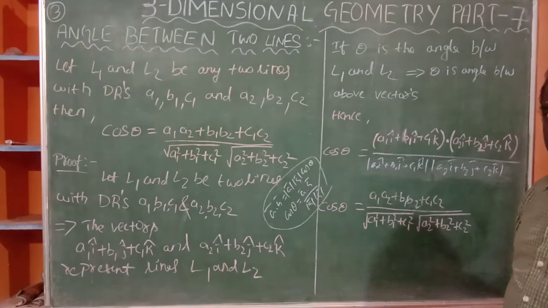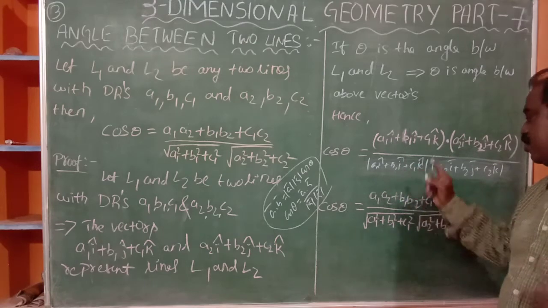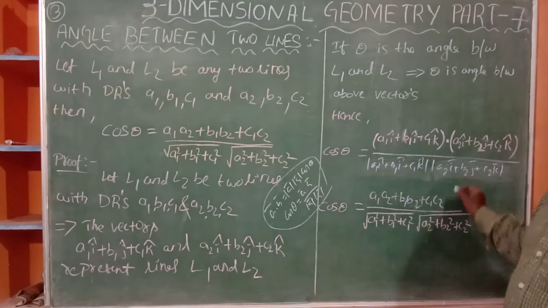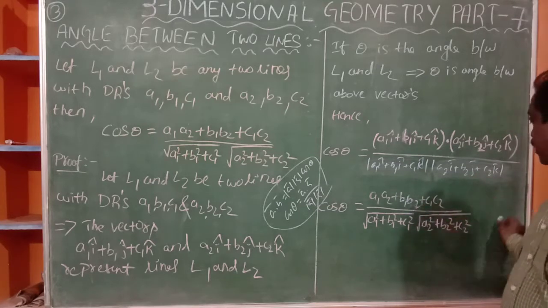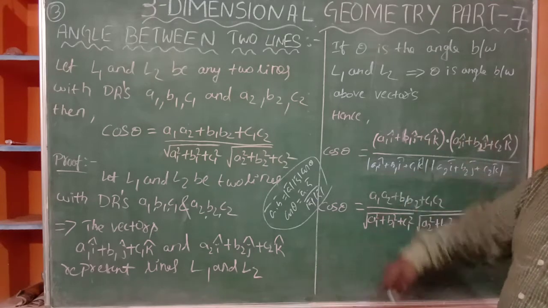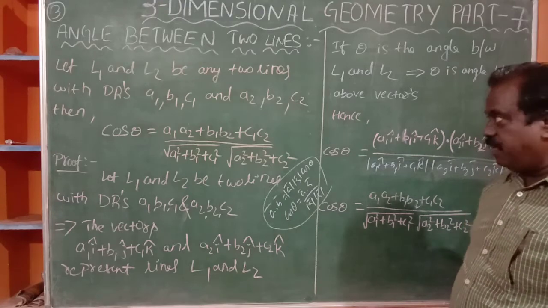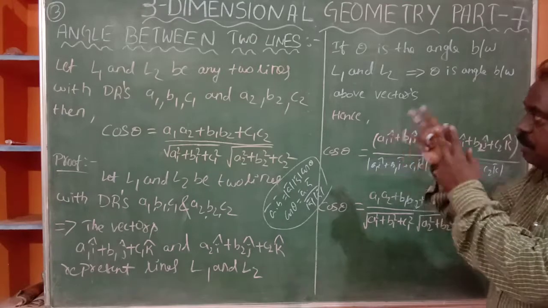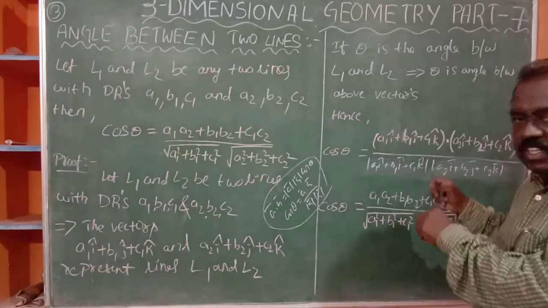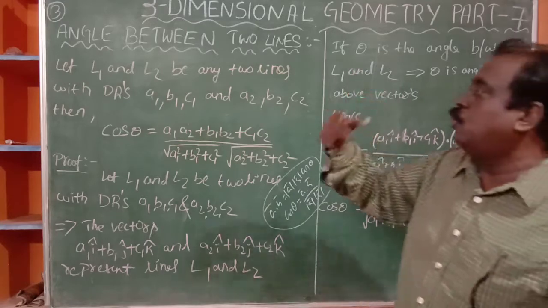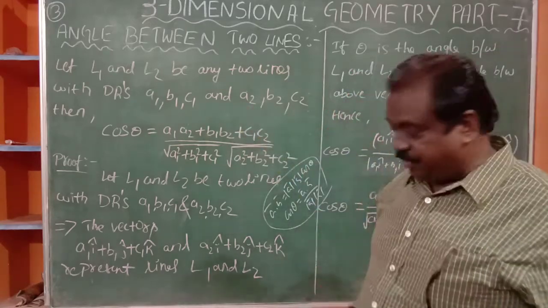And what is the modulus of a vector? It is a positive square root of sum of squares of components. A1 square plus B1 square plus C1 square. Similarly, A2 square plus B2 square plus C2 square with root. That is what we require to prove. Okay? That is the angle between any two lines with DRs A1, A2 plus B1, B2 plus C1, C2. It is not vectors. By using the vector concept, we are finding the angle between the two lines whose DRs are given. Okay, now? That is the thing.